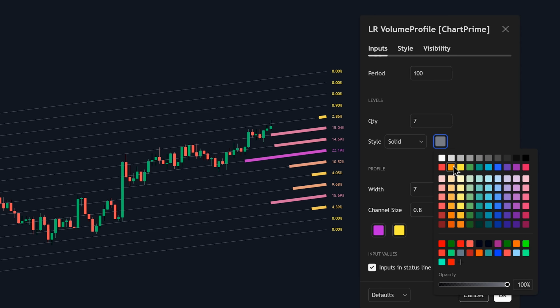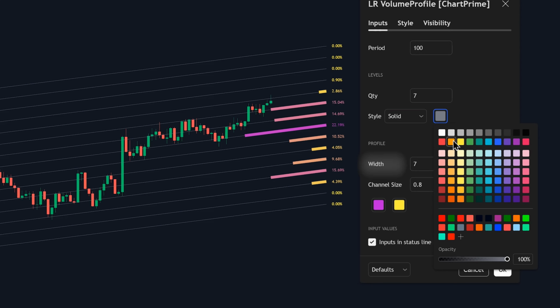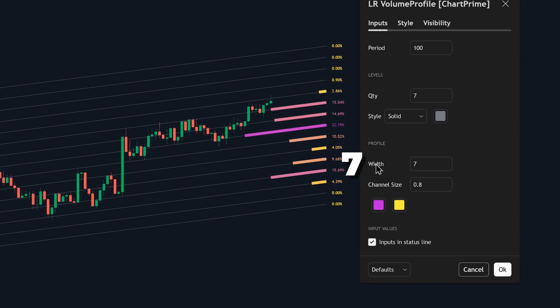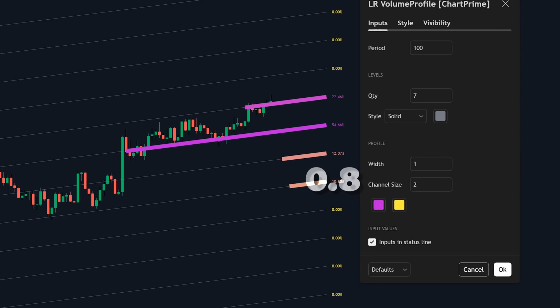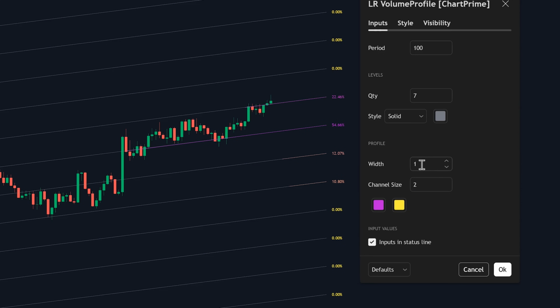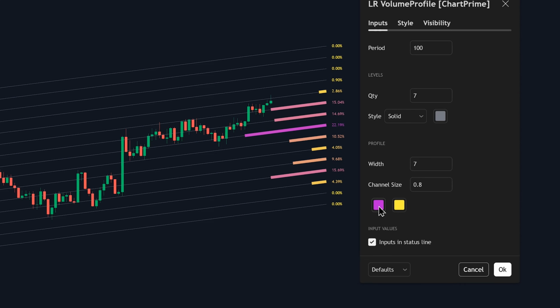Moving down to the Profile section, we see Width, set at 7. This adjusts how wide those volume profile bars stick out horizontally from the channel. And then there's Channel Size, showing 0.8 here. This one controls how wide the actual channel is vertically. Think of it like stretching or squashing the distance between the middle line and those outer support and resistance bands based on deviation.